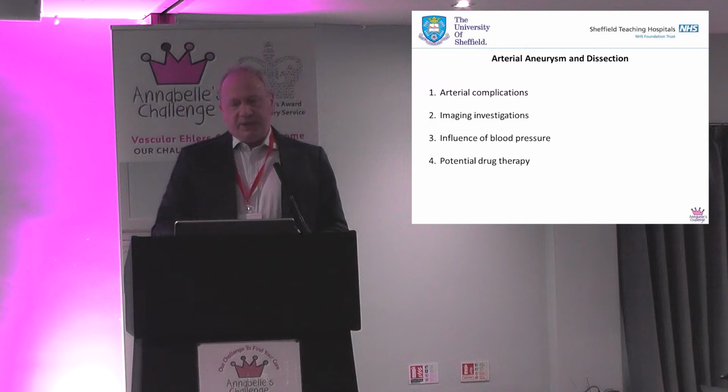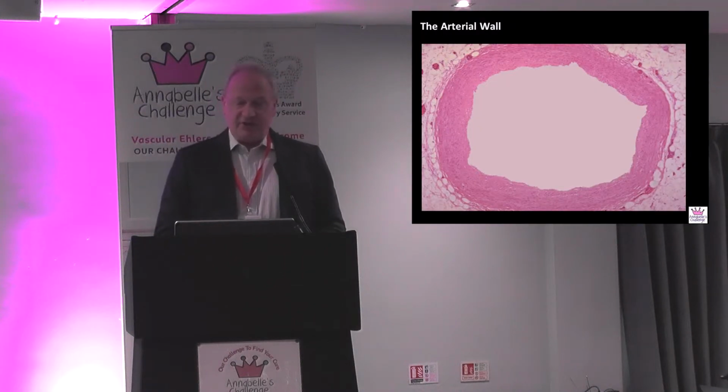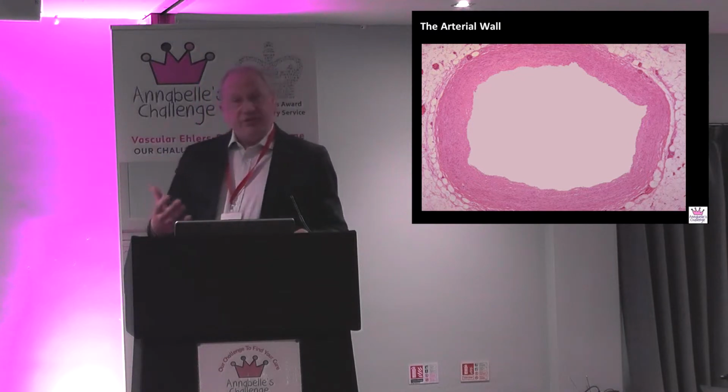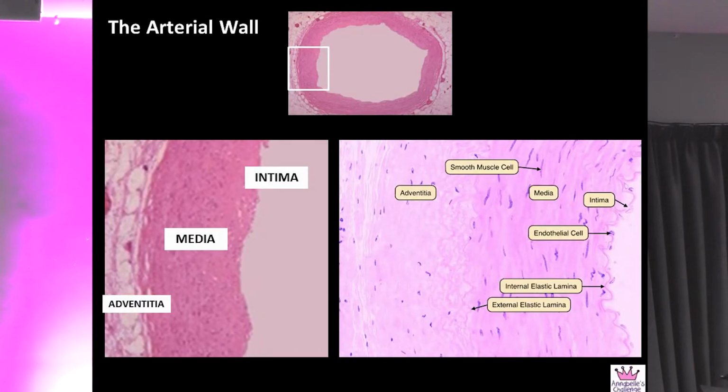So if you just see the big picture under a microscope of an artery, you've got the lumen in the centre which carries the blood, and the arterial wall, which we'll see is made up of different layers, and that's quite important. So if we take a section through the arterial wall and look at it in more detail, you'll see this, and it's made up of essentially three layers. The biggest one being the so-called media, the middle layer of the artery.